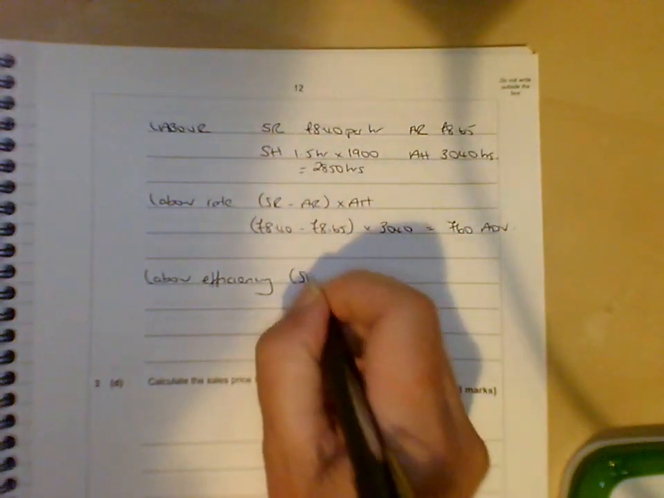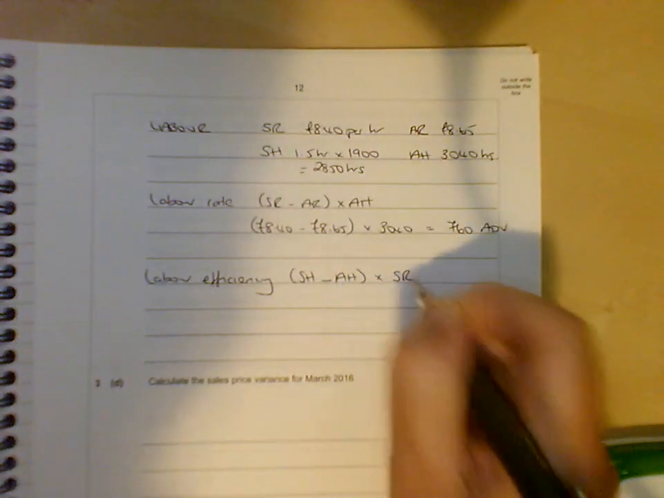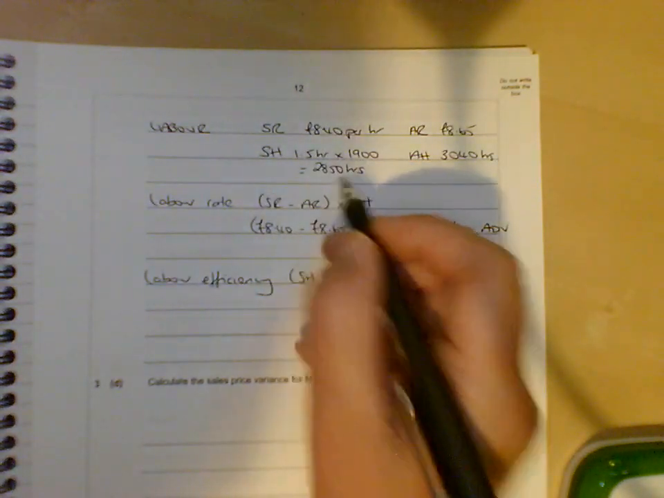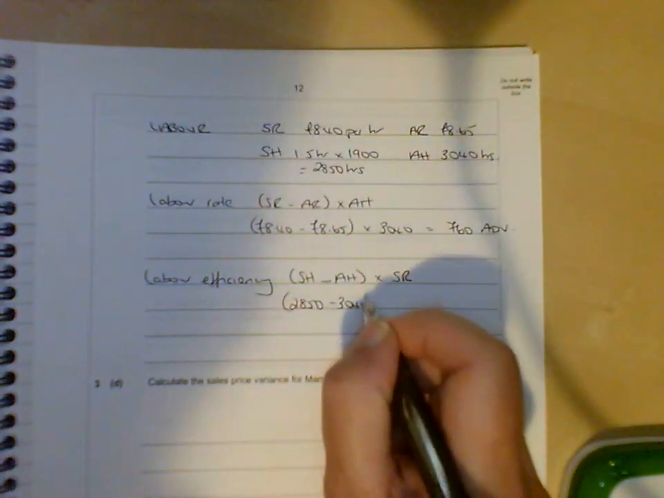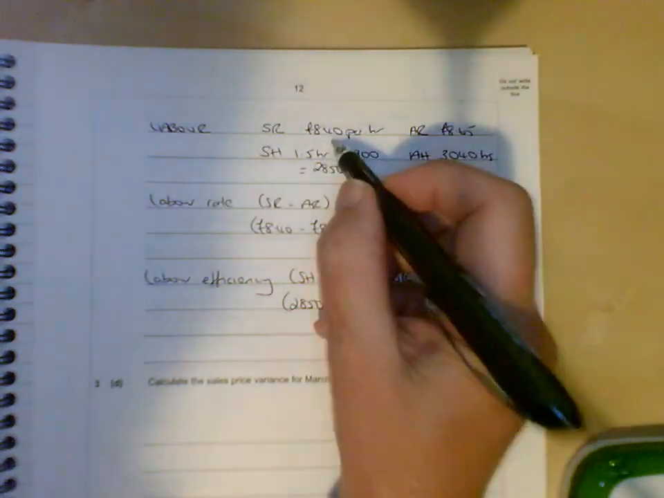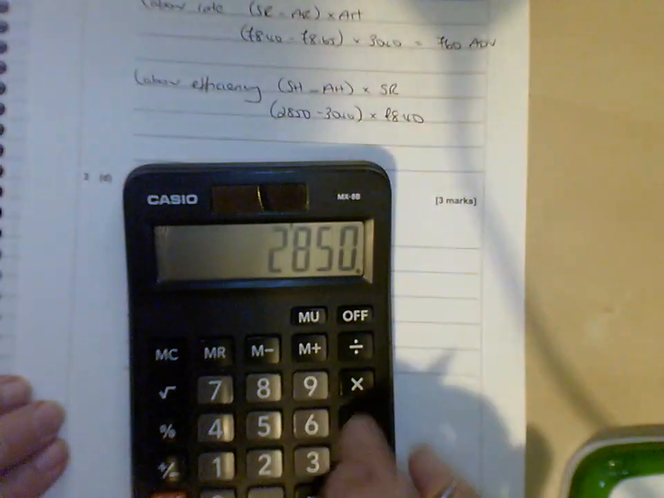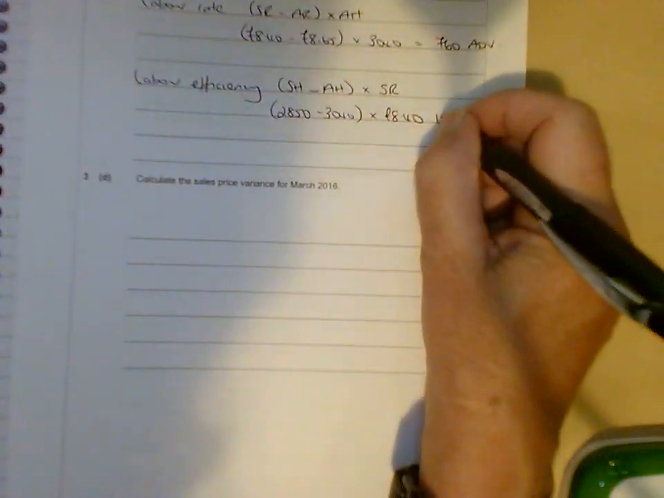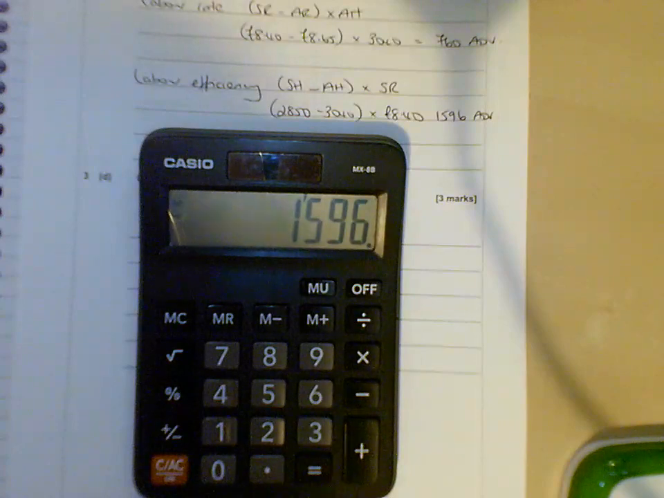Labour efficiency then. Remember it's the flexed standard hours minus the actual hours, and that's times this standard rate. So standard hours flexed for actual output, 1.5 hours per window times 1,900 windows gives us 2,850 hours. Actual hours, 3,040, times the standard rate, which was £8.40. Let's just do that then. 2,850 minus 3,040 times £8.40 gives us 1,596 adverse. Again, there was a minus in the calculator just to prove that one.